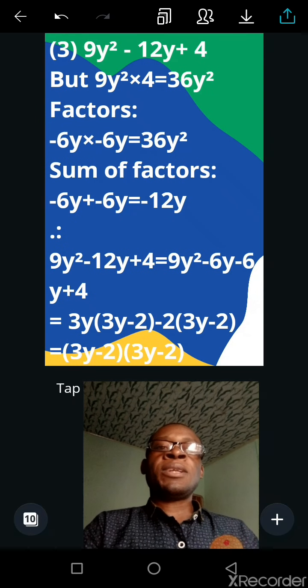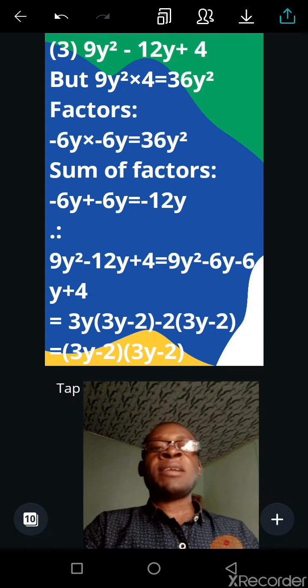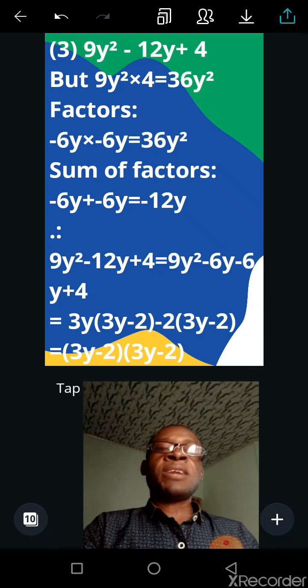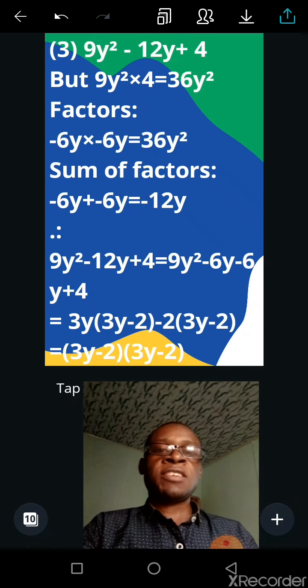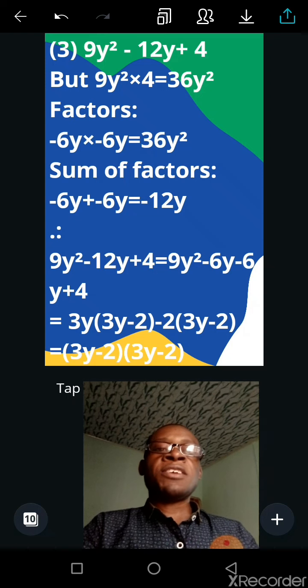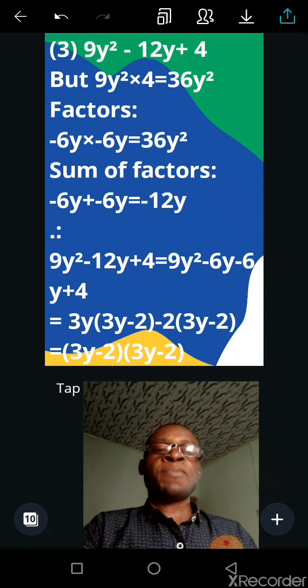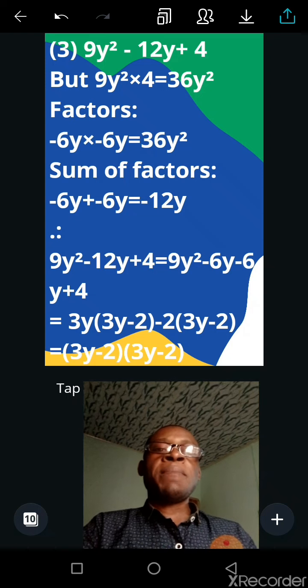Number 3, 9y squared minus 12y plus 4. But 9y squared times 4 equals 36y squared. That is multiplying the first term by the last term. Then we have the factors. That is the numbers, the factors, so that when you multiply, you get 36y squared, and when you add, you have minus 12y. The factors are minus 6y times minus 6y, which will give us 36y squared. Remember that minus times minus is plus. The sum of factors, minus 6y plus minus 6y will give us minus 12y.